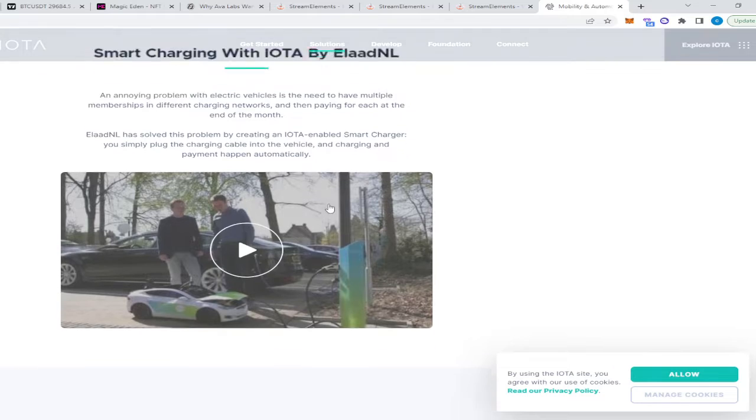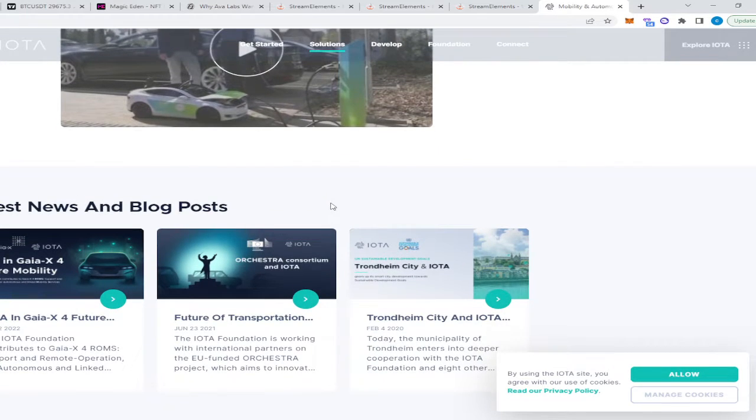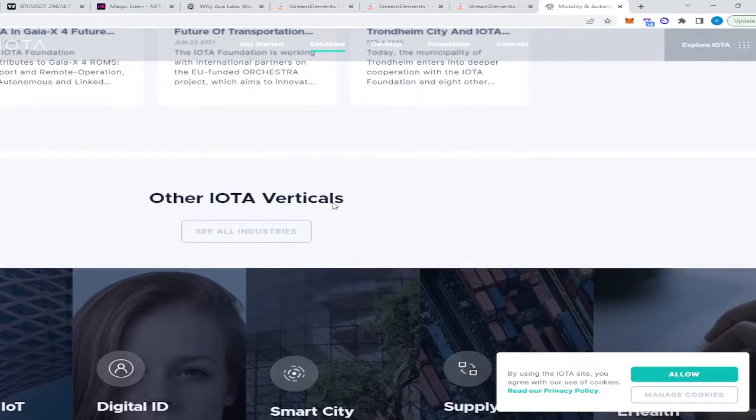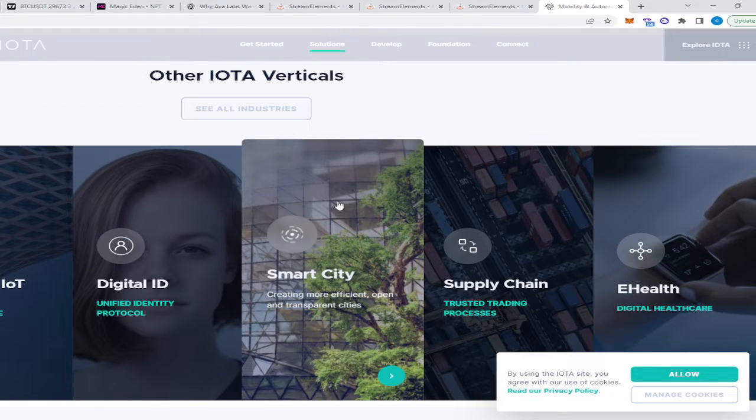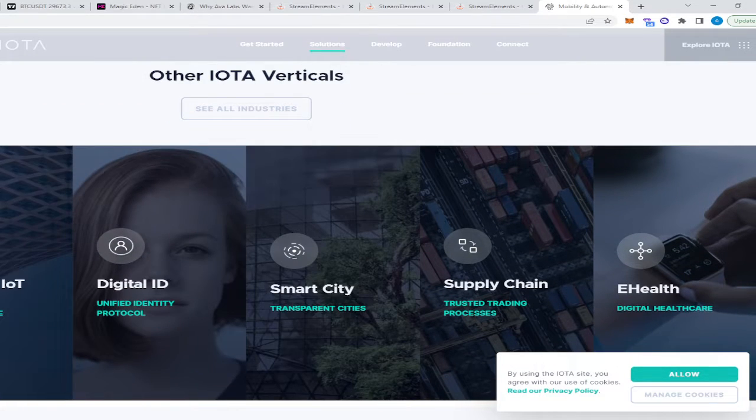Wow. Okay. So that's what they have going on, and this is why I'm definitely bullish on this one here, right? So this is the mobility.